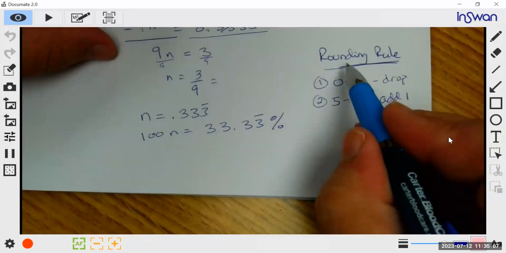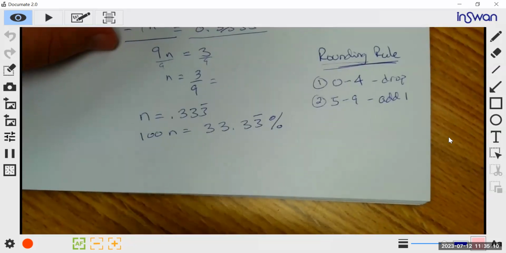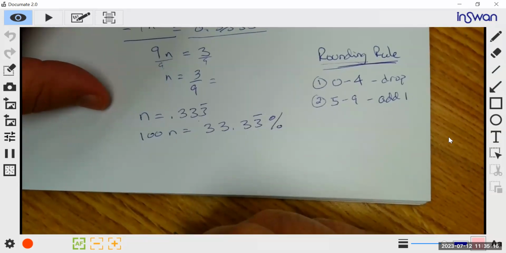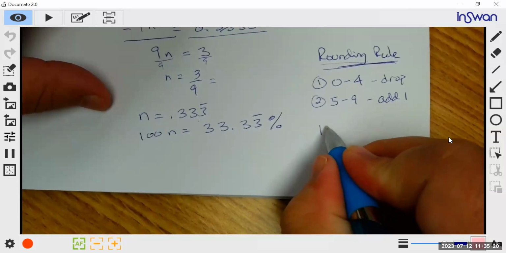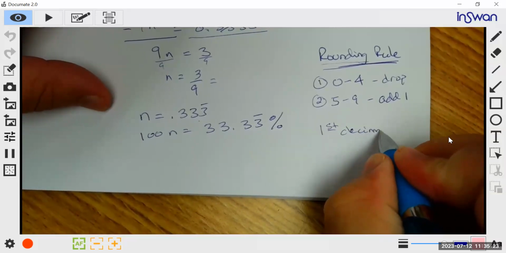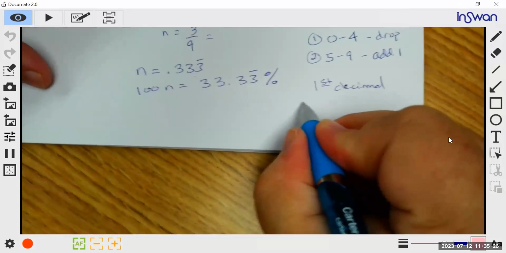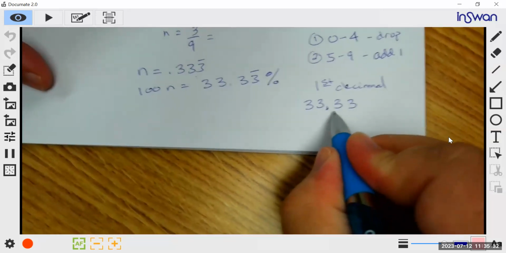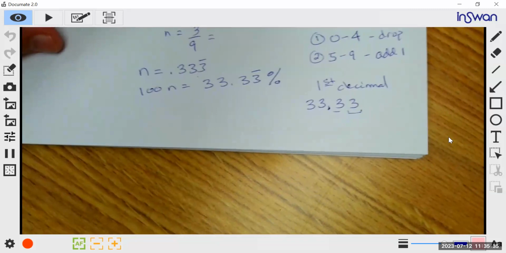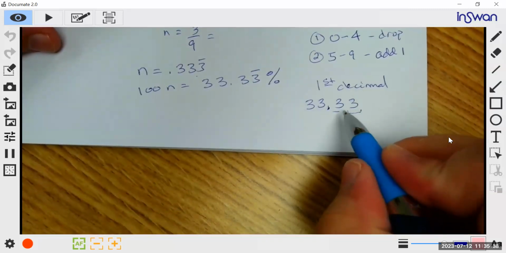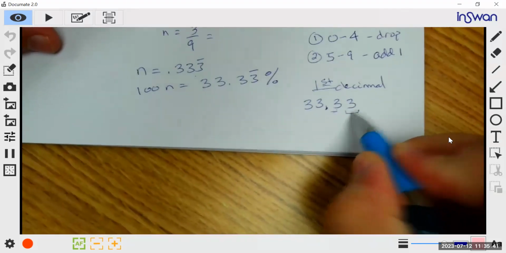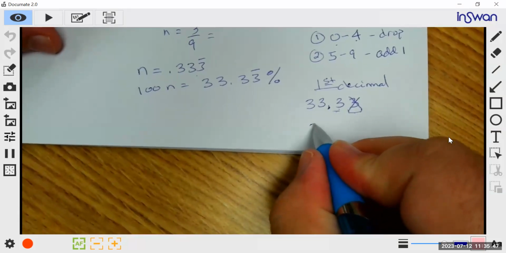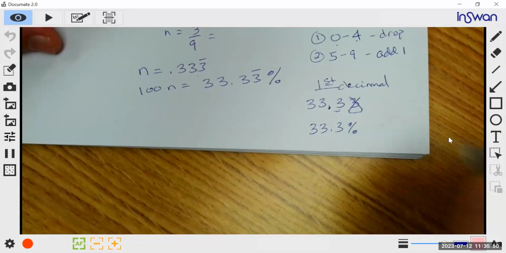But the question is, rounding to which number? Is it the first decimal? The second decimal? Third decimal? Fourth decimal? Let's say we're rounding to the first decimal. So our number is 33.33. Since we're rounding to the first decimal, we need the number right after it. Is this one between 0 and 4? Yes, so I just drop it. So my answer is 33.3%.